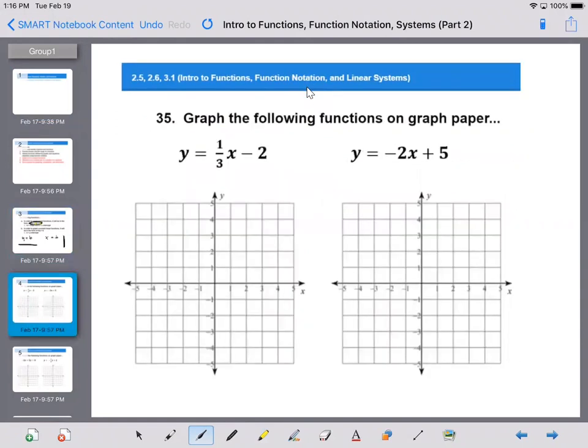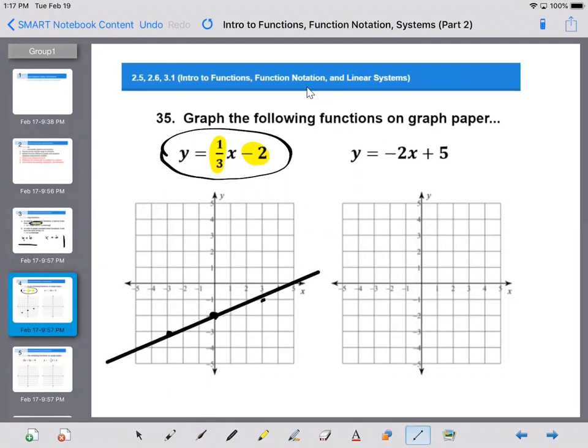So just to recap on some graphing, remember when you have it in slope-intercept form, you want to start with your y-intercept, which would be -2, and then you want to apply the rise over run, or the slope. So you're going to go up 1 since it's positive, right 3 since 3 is positive. So up 1, right 3, or down 1, left 3. And you've got your line.